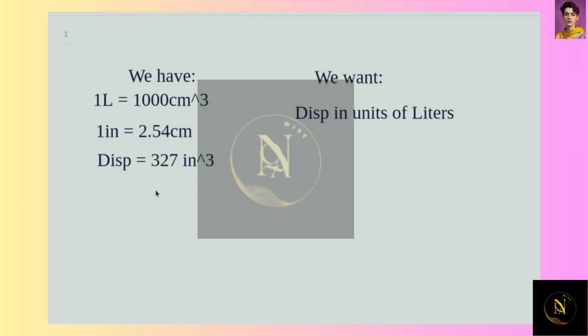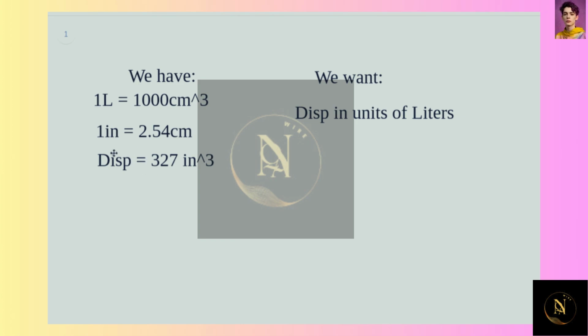Okay, welcome. So we've got a pretty simple unit conversion problem here. We have these facts. So we know that 1 liter is 1,000 cubic centimeters. This is a measure of volume. We have that 1 inch is 2.54 centimeters. Those are measurements of length. And we have that this thing, the engine displacement, which is also volume, is 327 cubic inches. So if you have cubic inches, that's just inches cubed.